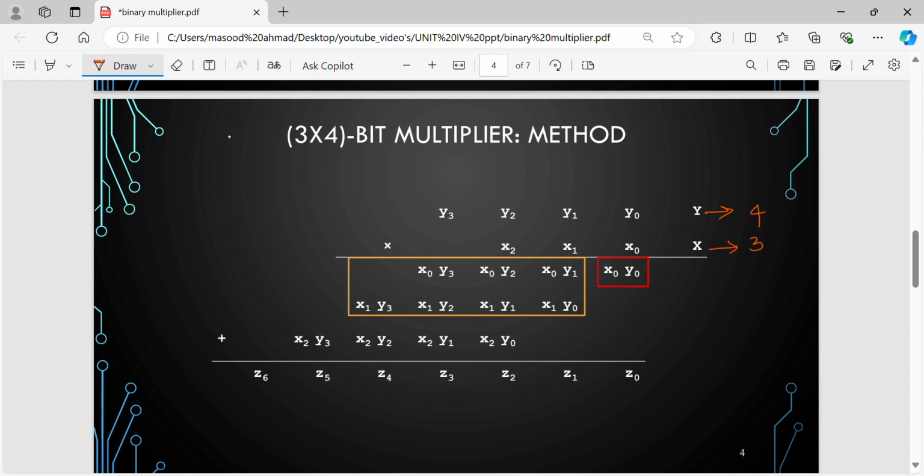It is a simple multiplication process. This needs to be multiplied with this, with this, with this, as well as this. The same process we need to complete with y1, x1 and x2. If I do that, I am going to get these product terms, and these need to be added.